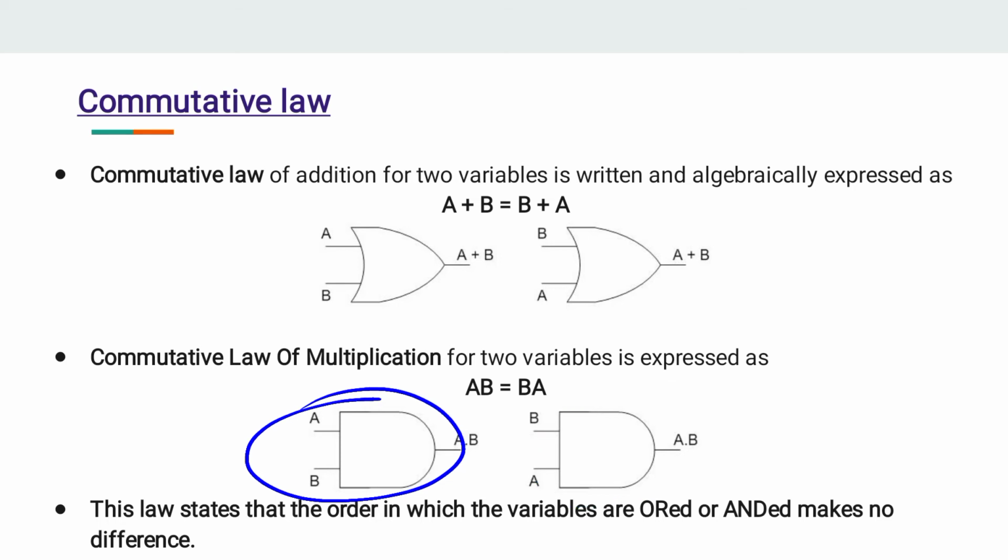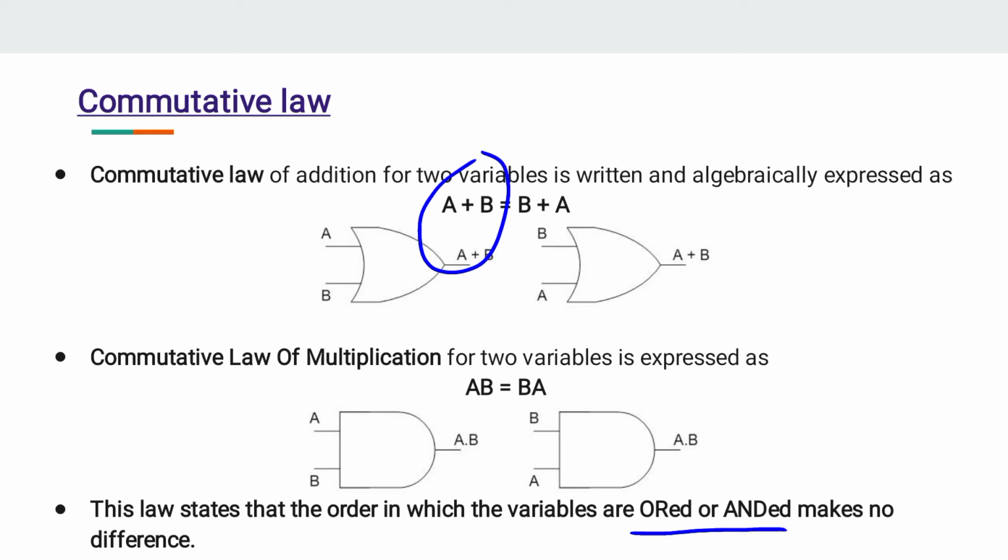So next, this law states that the order in which the variables are ORed or ANDed makes no difference. Nothing but you can do A plus B or you can do B plus A. The value should be equal. Or you can do A into B or B into A. The value will always be equal. So this is the commutative law.